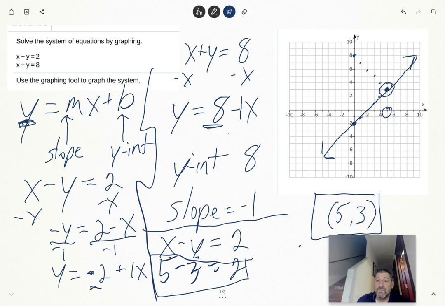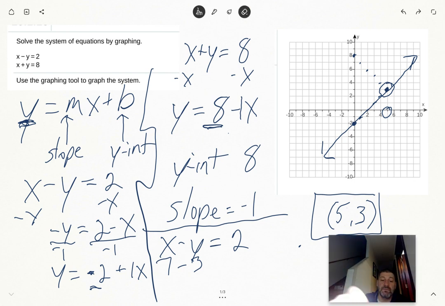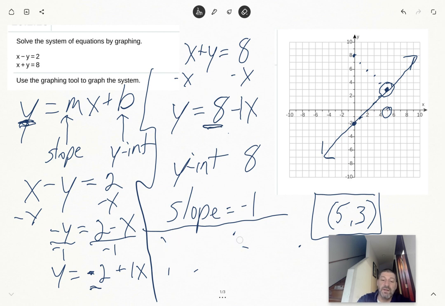Okay, and just for clarity, let's plug that into the other equation too. So the other equation was x plus y equals 8. And I can see right away by looking at those two numbers that that is going to be correct. So x plus y equals 8, and I've got a 5 and a 3. So 5 plus 3 does equal 8.